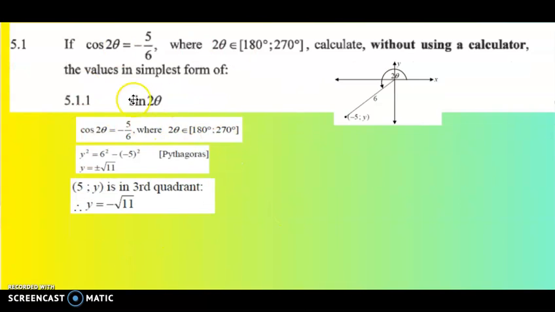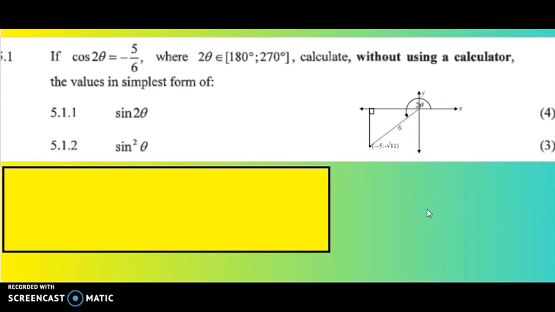Now, we were asked to calculate sine of 2 theta. So, the same angle, I must calculate now sine of that angle. So, sine is the opposite side over the hypotenuse. So, the opposite side is negative square root of 11 and my r value is 6. So, sine 2 theta is negative square root of 11 over 6.